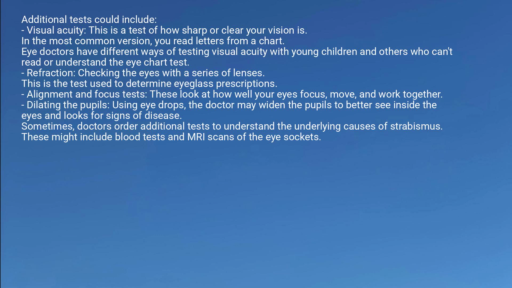This is the test used to determine eyeglass prescriptions. Alignment and focus tests. These look at how well your eyes focus, move, and work together. Dilating the pupils. Using eye drops, the doctor may widen the pupils to better see inside the eyes and look for signs of disease. Sometimes, doctors order additional tests to understand the underlying causes of strabismus. These might include blood tests and MRI scans of the eye sockets.